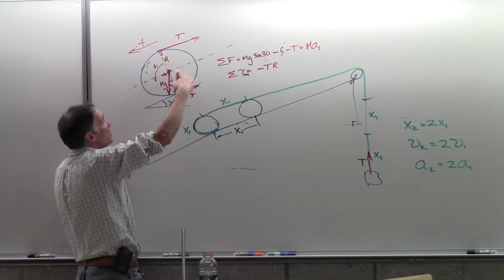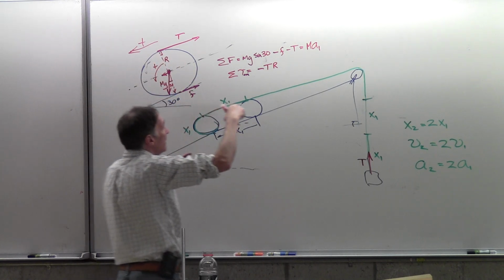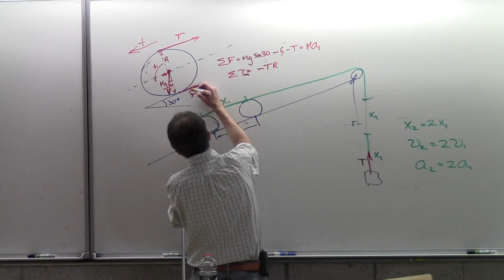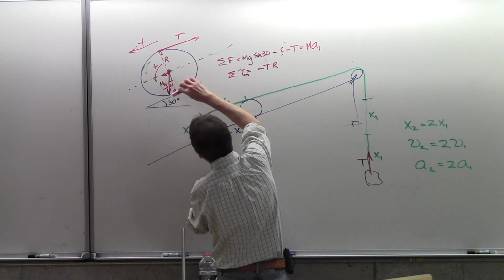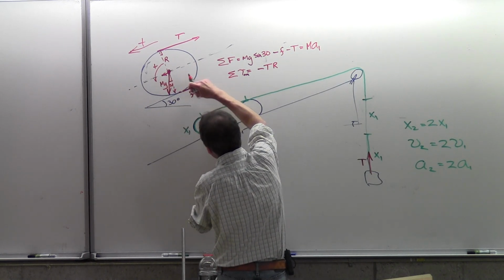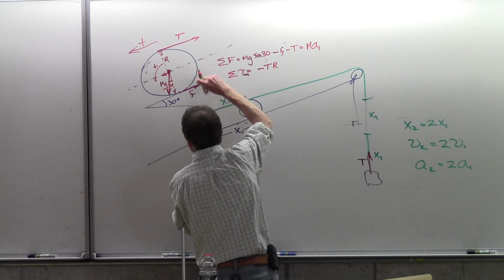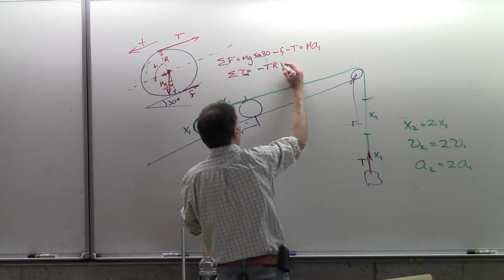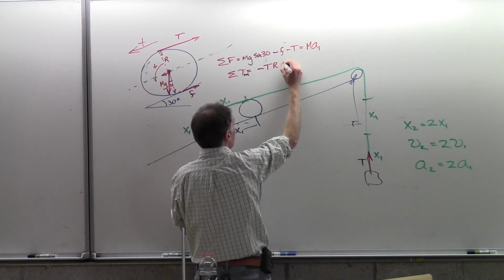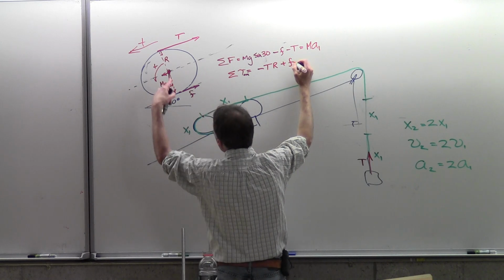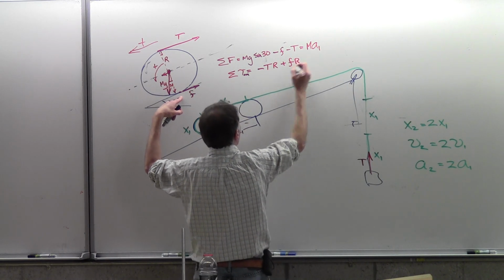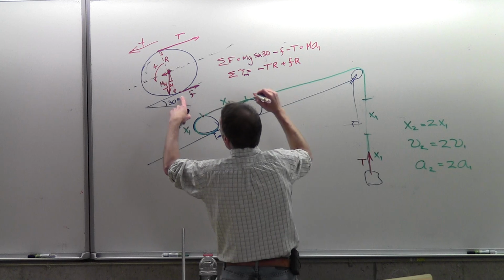The friction wants to roll it down the hill, and we need that. So this friction, even though it's pointing this way, imagine pulling here, it wants to turn it this way. This is going to be a positive torque. So that's going to be plus friction times that same R, and that will be the torque.